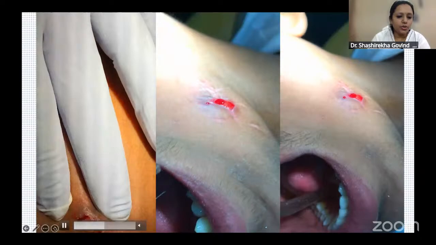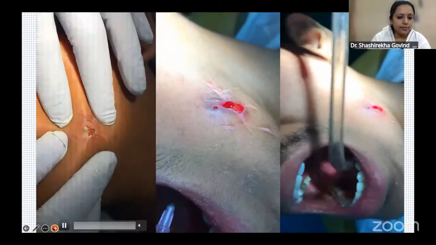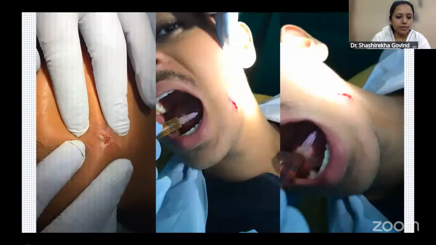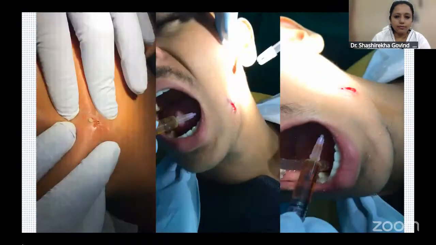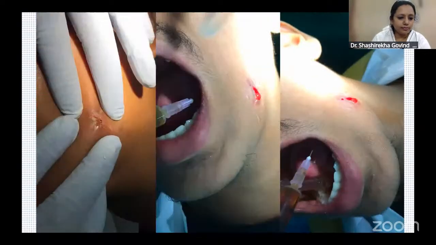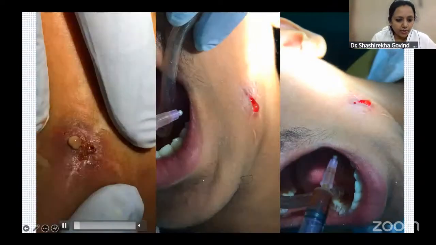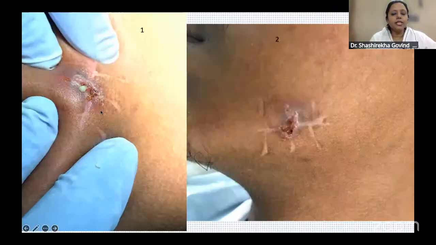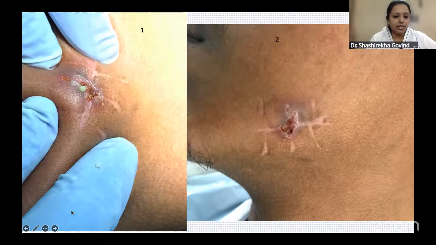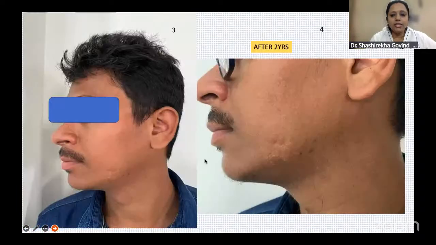I'll show you the follow-up. See, this is after a week. After 10 days, this is how it presented. Then this is after 2 years. After 2 years, everything is resolved.